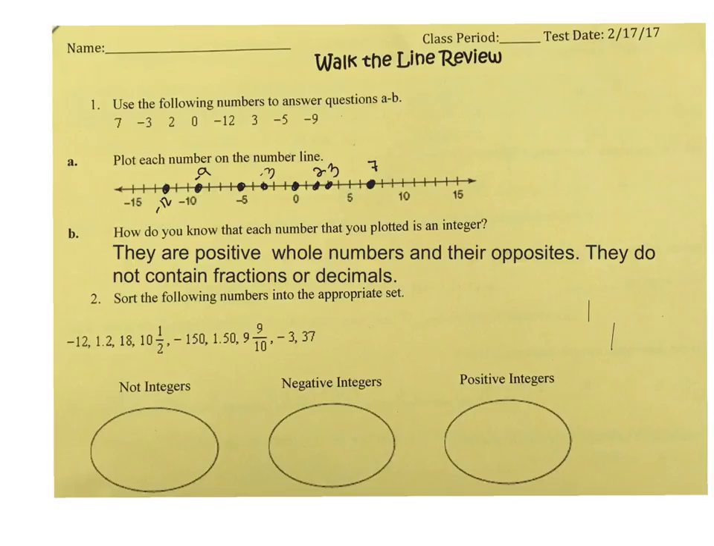So the next section, we're still looking at integers. We're trying to sort, is it an integer, is it negative, or is it a positive integer? So -12 is going to be a negative integer because it's an opposite of a whole. And then 1 2/10 is not an integer because it has a decimal. 18 is a positive integer.